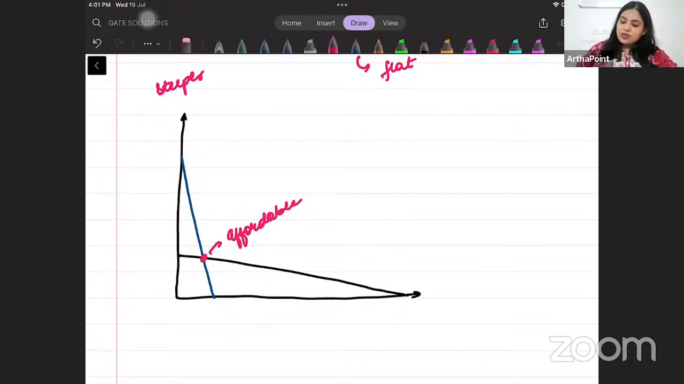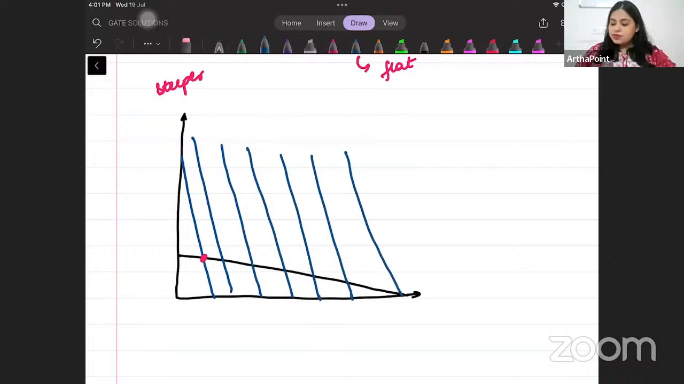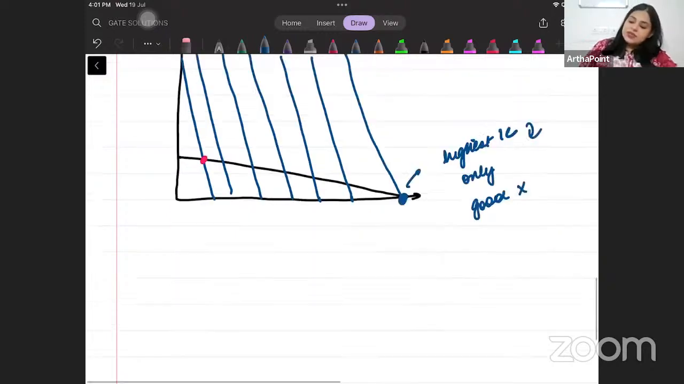So beta, I will keep going on higher and higher ICs, till I reach this point. This is the highest IC I've reached. So this is going ahead and consuming my entire income, and I am consuming only good X. Okay. Third case, beta.